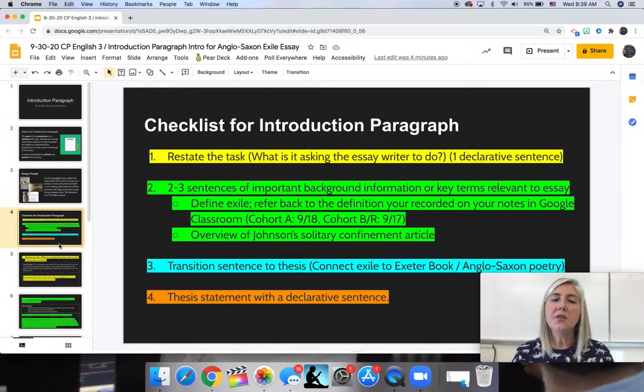Step 3. You need some kind of transition sentence to take me to the thesis. In this case, I need to now bring up the fact that the Exeter book contains some Anglo-Saxon poems that also dealt with the idea of exile by force and the negative effect it has on one's mental and emotional health. And then lastly, we provide our thesis statement through the form of a declarative sentence. This is where you're going to specifically articulate what you're going to write about and prove in this essay.